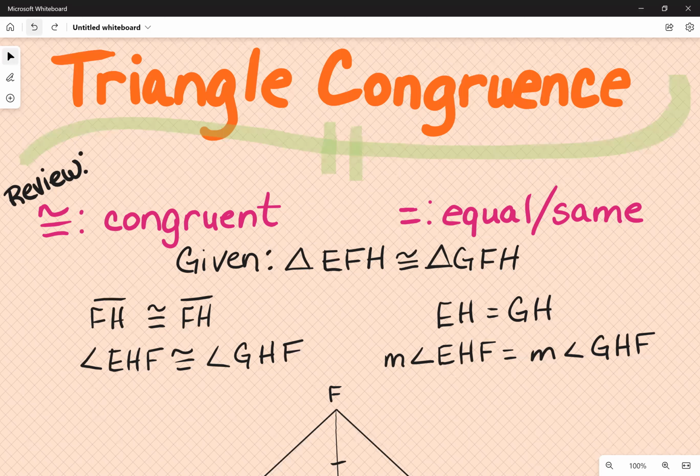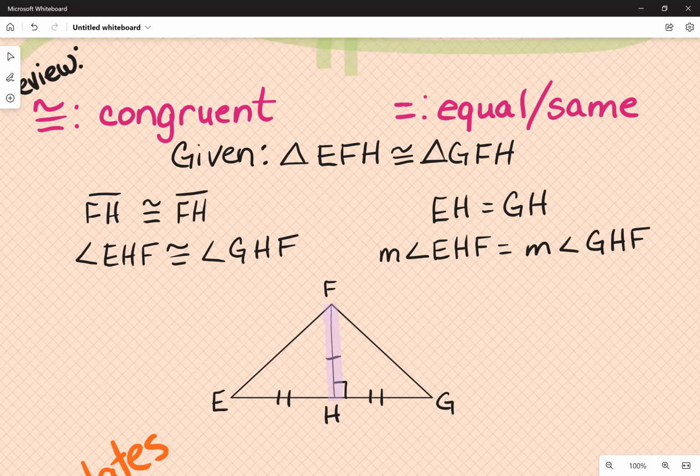So for instance, I see that according to what I've written, I see segment FH is congruent to itself. So that's reflexive. I also see these are angle symbols, that angle EHF is congruent to GHF. Notice I have to pay attention to the directions so that I can see what position is where. And those positions should correspond. Correspond means it's going to match up or it's going together. So you'll see that word sometimes, corresponding.